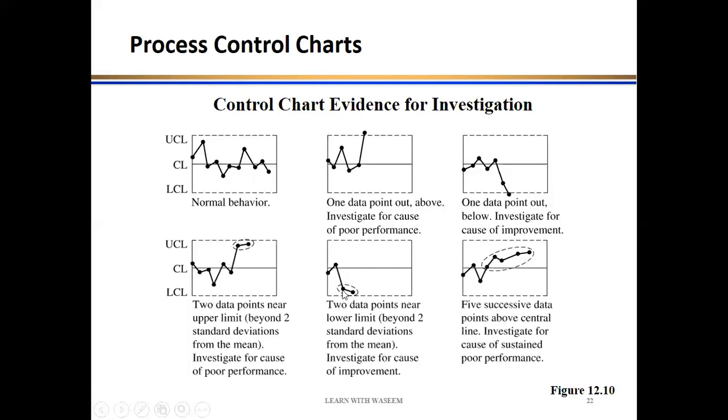Okay, let's move toward the next one, or the second last. Two data points are near to the lower control limit, and again these points are about two standard deviations away from this particular mean, or central line. So we will have to investigate these points for the cause of improvement. Okay, and the last part of this, or the sixth part of this figure, shows that these five data are above the central line. So we will have to investigate for the cause of sustained poor performance.